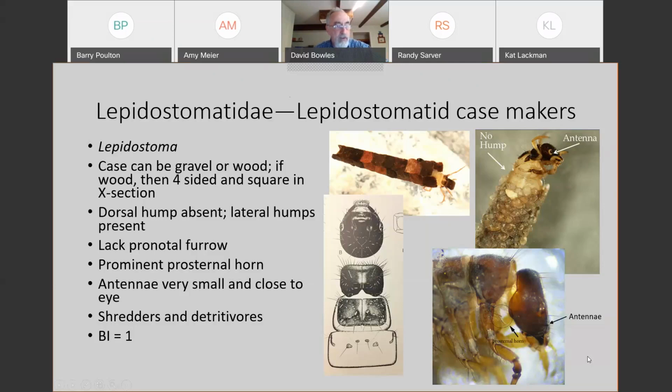So there's the antenna right by the eye, and they have a very prominent prosternal horn. You can see this no matter how you rotate it; just flip the head over and you'll see that horn. So the presence of the lateral humps only, the prosternal horn, the eye, and the location of the antenna next to the eye will make it a lepidostomatid. They are shredders and detritivores, and they are very intolerant, having a biotic index of 1. These occur statewide in clean habitats.